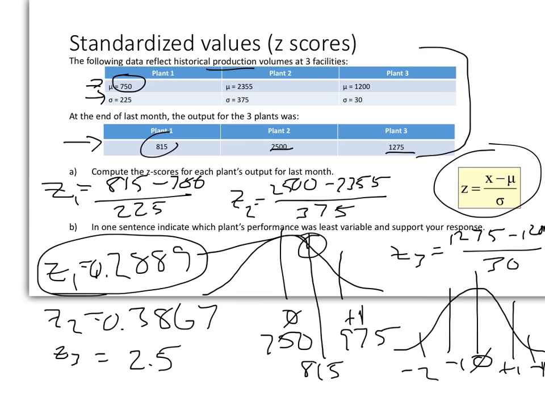Now plant 3 was 2.5 standard deviations above the mean. Again, going back to the empirical rule, that would be far, far above the mean production. And so that would probably warrant a closer look about what happened there, about why that plant had such a big change in its output relative to its history, as well as relative to the other plants.